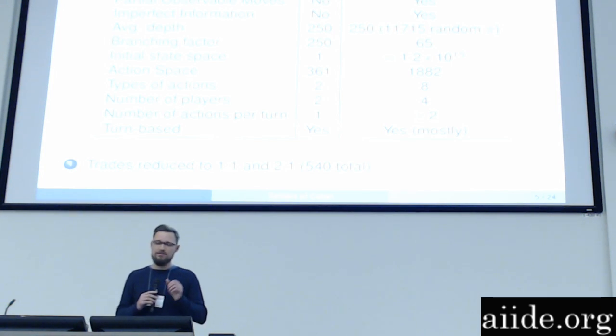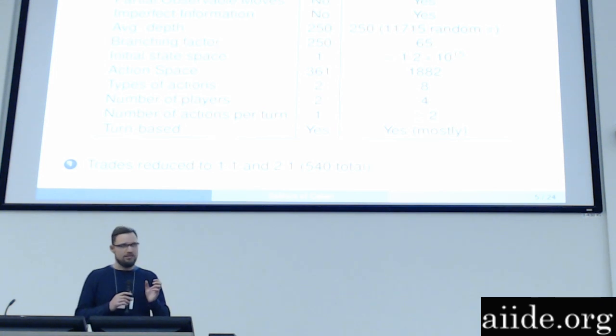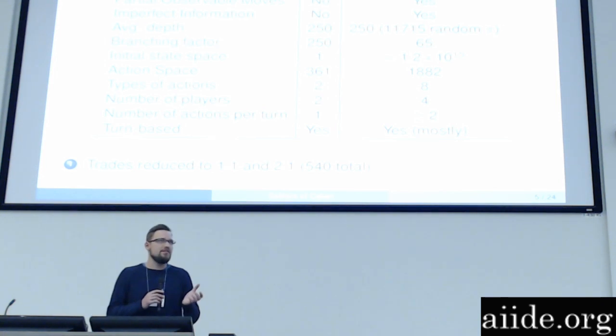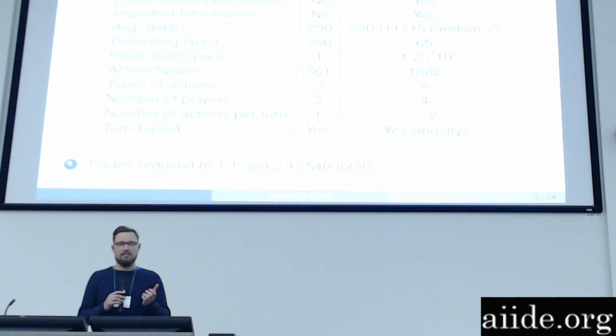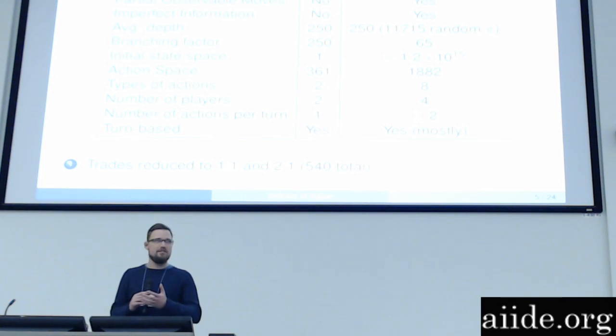The trades are reduced to 1-for-1 and 2-for-1 resources, mainly because by composing these you can end up with a lot of other trades, and also because the baseline agents cannot handle anything in addition to this. The numbers that you see on this table are with this reduction.